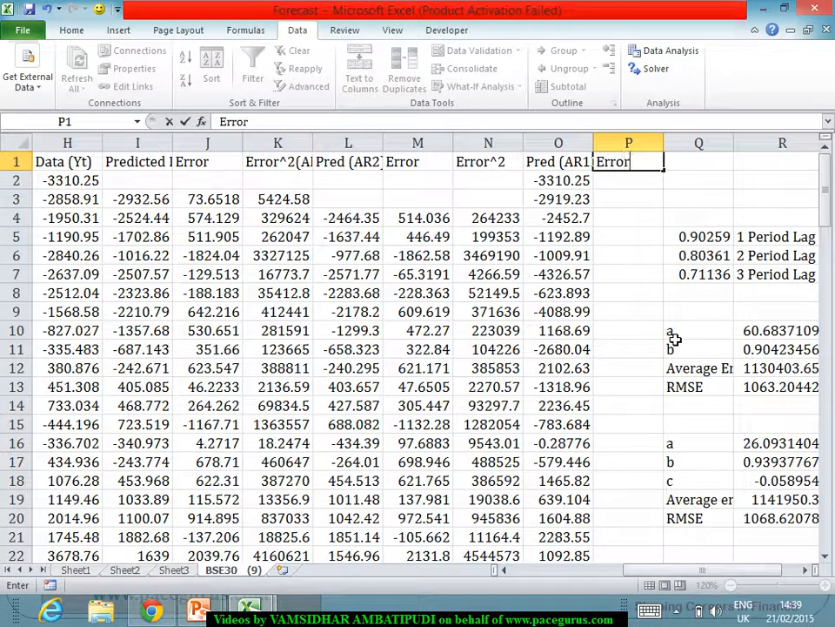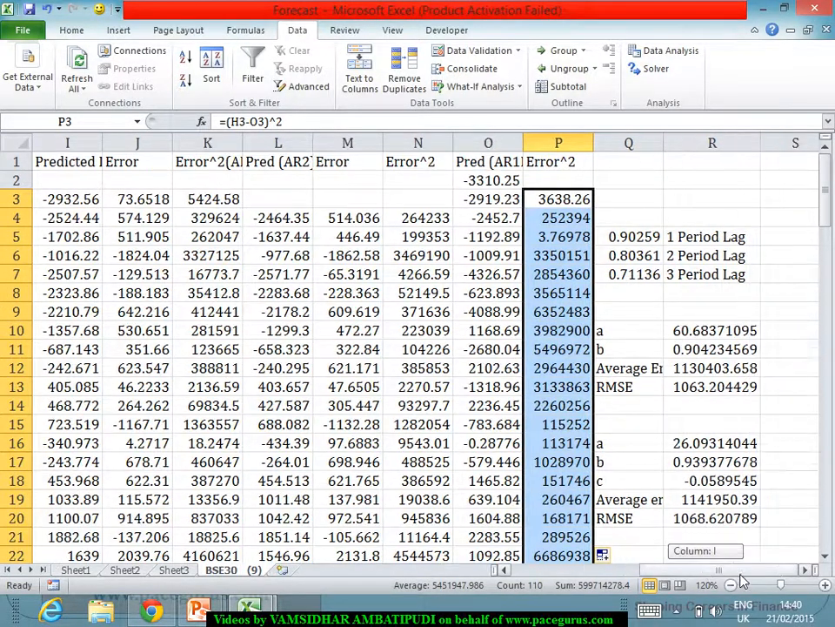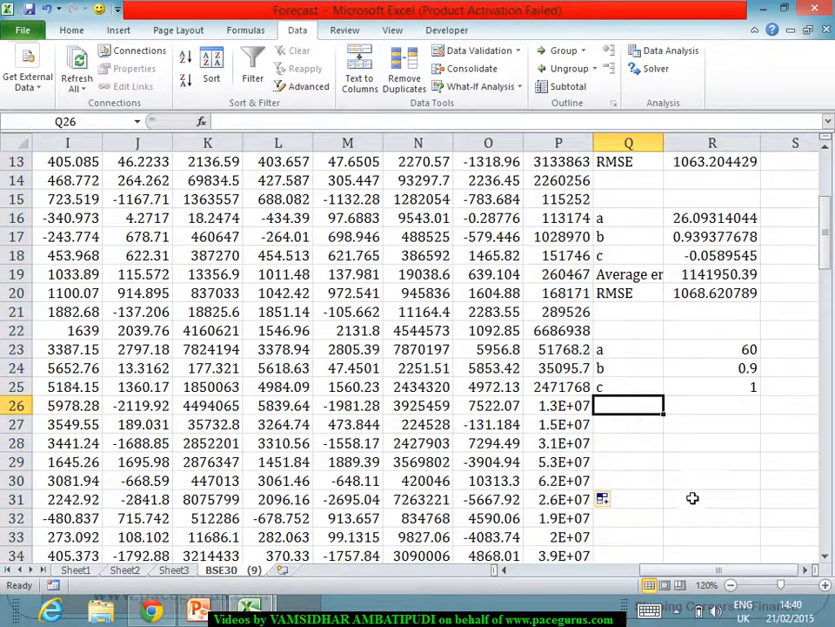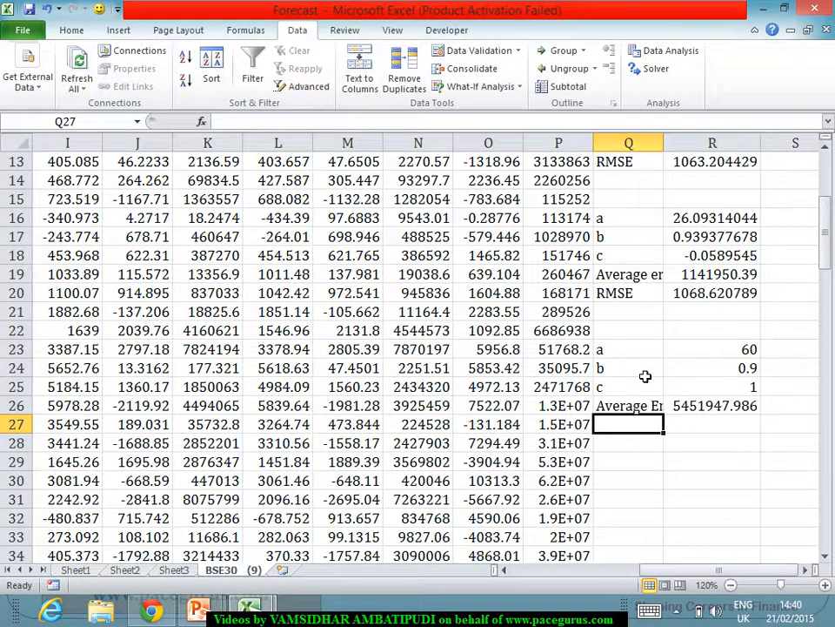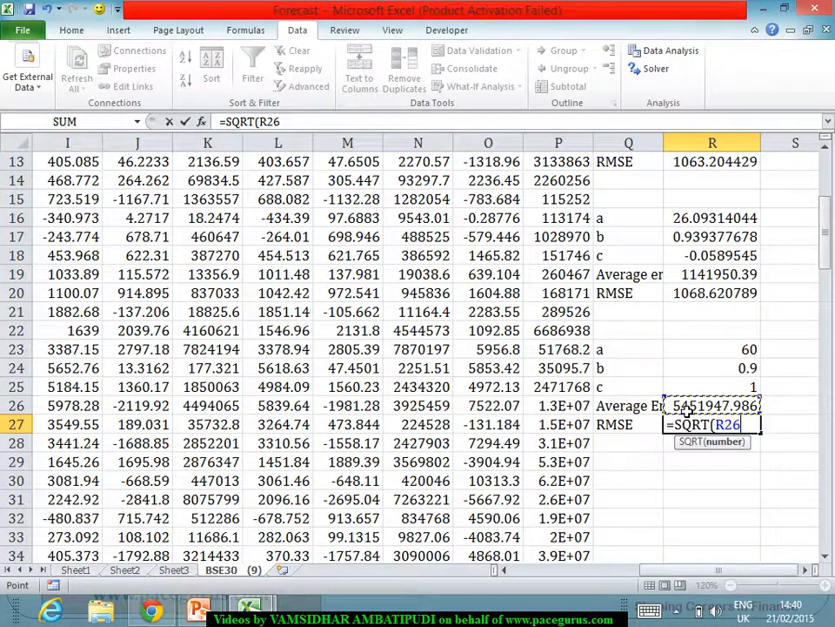So from here, I can again find out my error squared. Probably I'll start from the second one because the first one is predicted and actuals, we have taken it exactly the same. So in the second one, I'll take the actual minus the predicted whole squared. This comes out to be our error squared. And from here, I can find out the average error, which comes out to be the average of these numbers. And from here, I'll try out root mean squared error, which comes out to be the square root of this.